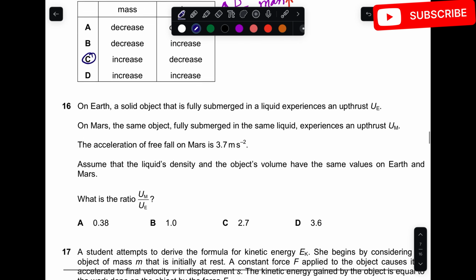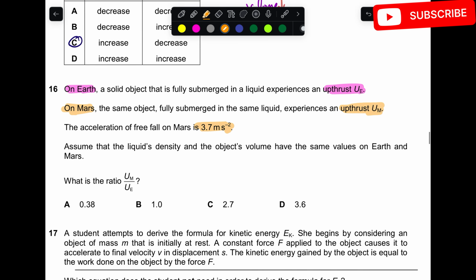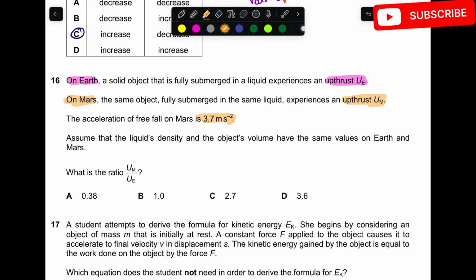In question 16, on Earth, a solid object that is fully submerged in a liquid experiences an upthrust of UE, and on Mars, the same object fully submerged in the same liquid experiences an upthrust force of UM. The acceleration of free fall on Mars is 3.7. Assume that the liquid density and the object volume have the same values on Earth and Mars. Okay, so density is the same and volume is the same. What is the ratio of UM over UE?